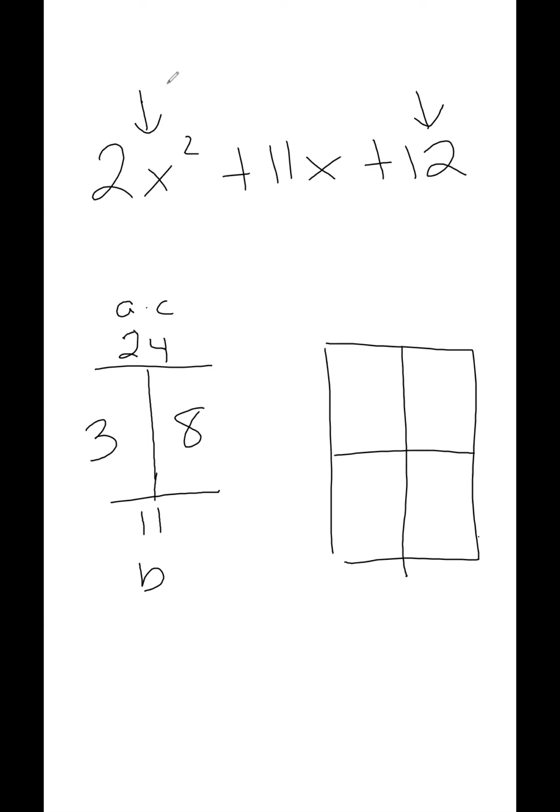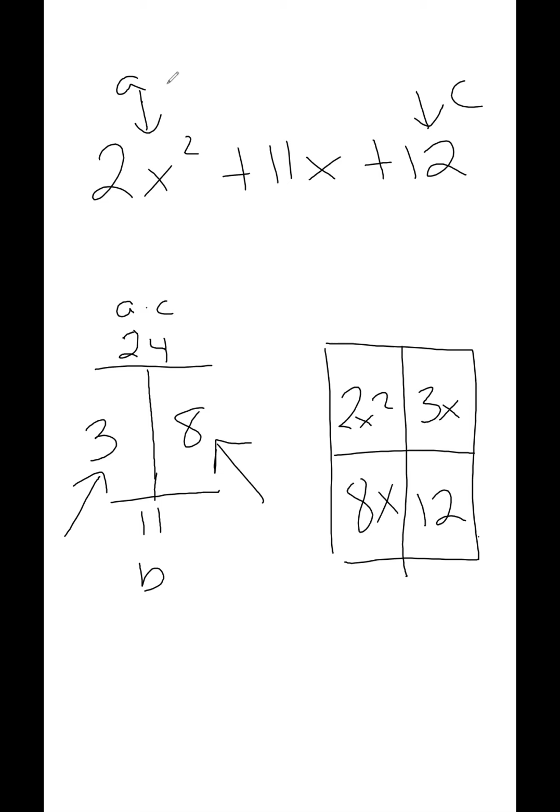So first box gets A, which is 2x squared. The last box gets C, which is 12. Now I can put in 3x, 8x. It looks a lot like what we just did earlier, doesn't it? And now it's the reversal. We've got to find out what goes on the outside. Well, if we want to do that, we have to start right here.